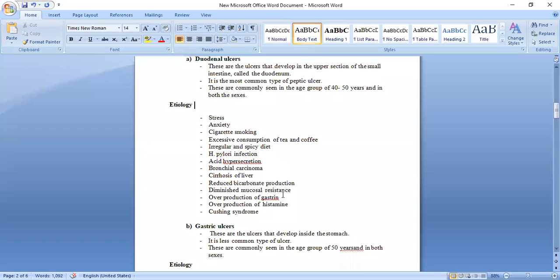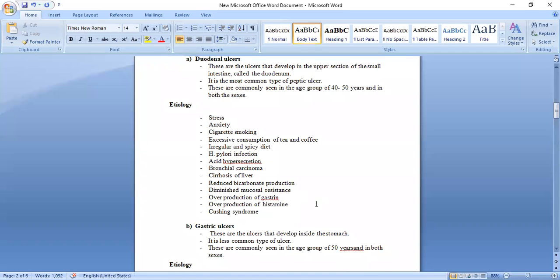Etiology: diminished mucosal resistance. See here, it reduces the mucosal resistance. This is the protective one. This bicarbonate, this mucosal resistance, isn't it? This is the mucosal protection. These are the protective layers. Okay. And what are the main ones?